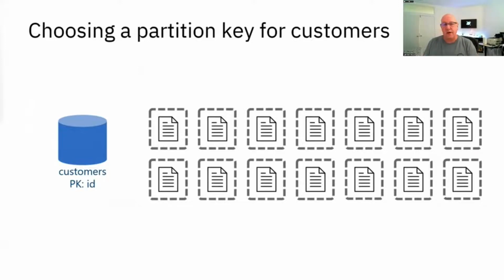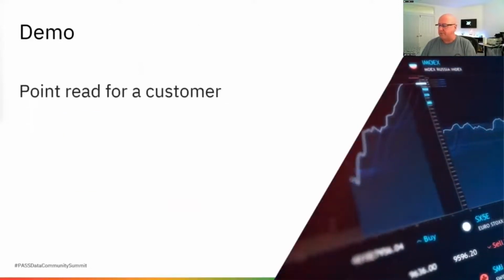Cosmos is going to co-locate all those logical partitions on the underlying physical partitions, and it moves them around as necessary to make sure there's the right amount of storage within them. So no need to worry about it. It's okay. There's no upper limit. You can have as many as you want.